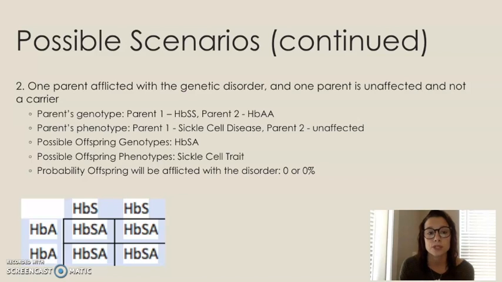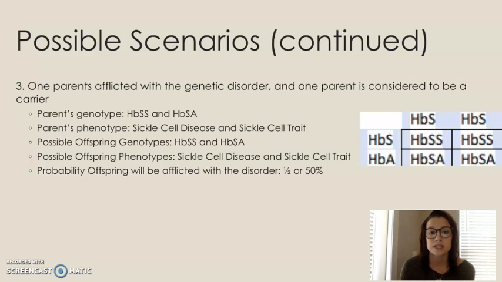All right, possible scenario number 2. One parent is afflicted with the genetic disorder and one parent is unaffected and not a carrier. So the 2 genotypes of the parents will be HB capital S and HB capital A. So the genotype of the offspring here is HB capital S capital A. The phenotype: one parent has the disease, the other parent is unaffected, and the offspring's possible phenotype is that they will have sickle cell trait. So they do have a 0% chance of actually being afflicted with sickle cell disease, but they do have a 100% chance of being afflicted with sickle cell trait.